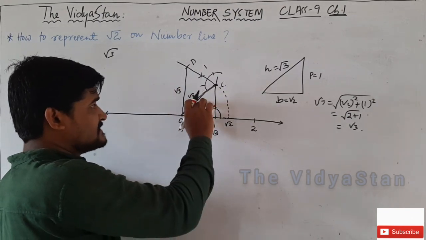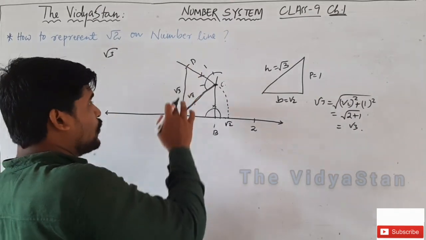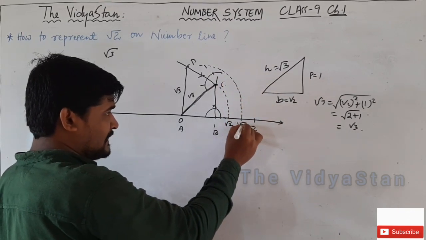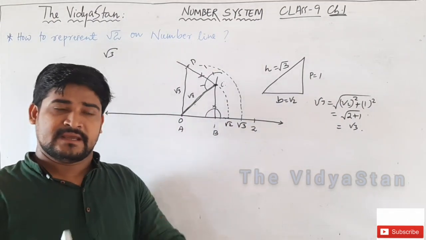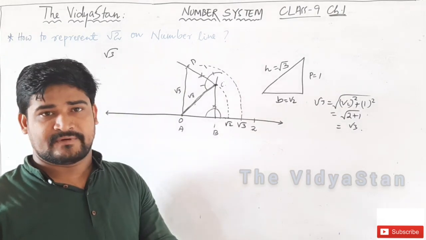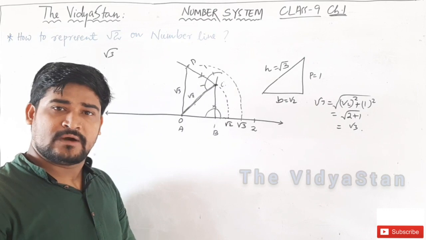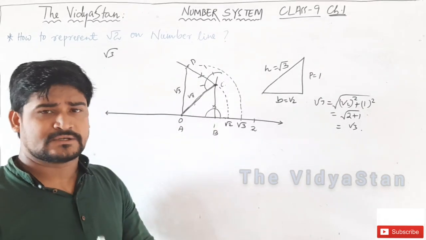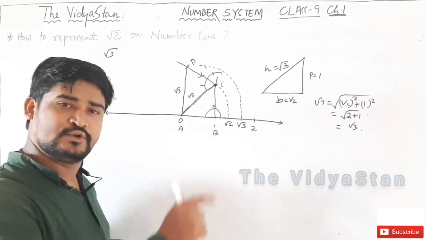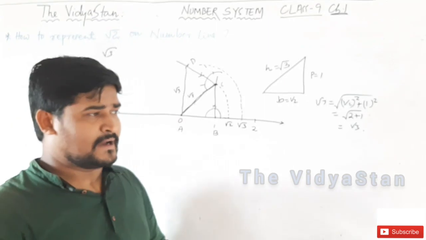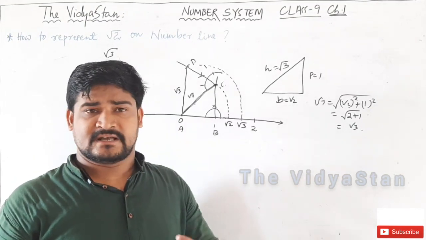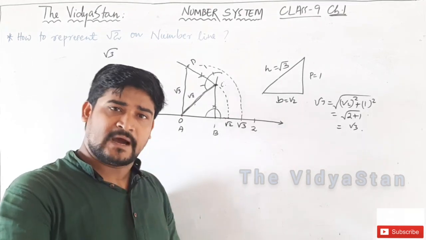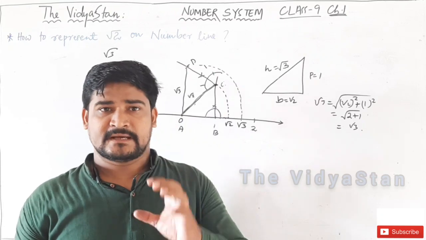Then we will join OD. Now see, the base is root 2 and the perpendicular is 1. So OD will be root 3 and it must come between 1 and 2. See students, in general the square root of 1 is 1 and the square root of 4 is 2. Hence the square root of 2 and the square root of 3 will come between 1 and 2. In this way we can find the representation of root 5, root 7, root 11 on the number line. So if you have any doubt, then comment in the comment box.